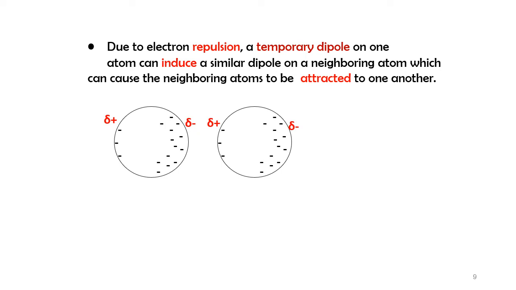Due to the electron repulsion, okay, so remember electron dia akan ada repulsion, a temporary dipole on one atom can induce a similar dipole on the neighboring atom. Maksudnya atom yang close to it. Okay, dengan syarat dia sangat-sangat dekat. And can cause the neighboring atom to be attracted to one another. So maksudnya dia akan ada attraction di tengah ni. Okay. Tapi dengan syarat jarak antara dua atom tu mestilah sangat-sangat dekat.